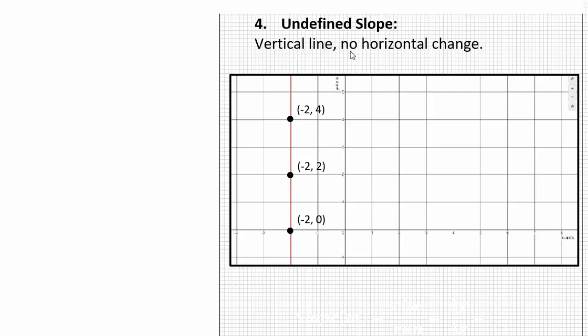So any vertical line that has, in this case, no horizontal change is always going to be considered an undefined slope. But what do we mean by undefined? That really comes into play when we start trying to calculate this. So let's once again calculate our slope with the change in y and our change in x. Typically, we read the graph from left to right, and we start with whatever point is furthest to the left to calculate our slope. But these are all equally as far to the left, so I'm just going to start with the top point here. So I'm going to start at negative 2, 4.